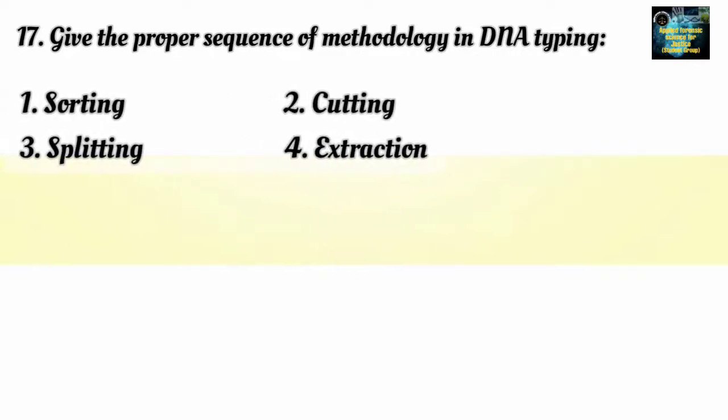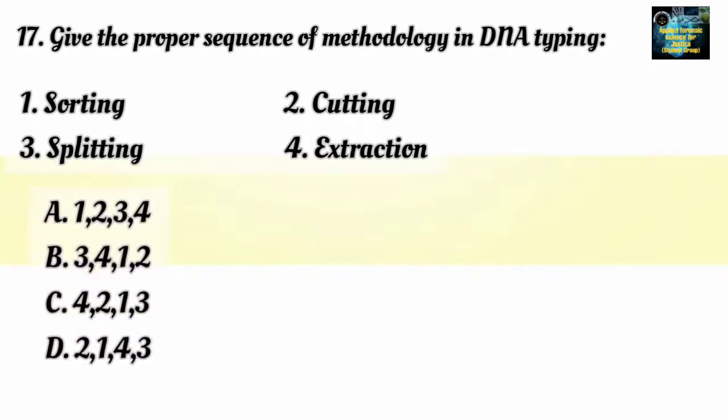Next, question number 17. Give the proper sequences of methodology in DNA typing. Sequences: 1. Sorting, 2. Cutting, 3. Splitting, 4. Extraction. The codes are A. 1, 2, 3, 4, B. 3, 4, 1, 2, C. 4, 2, 1, 3, D. 2, 1, 4, 3. Answer is option D.